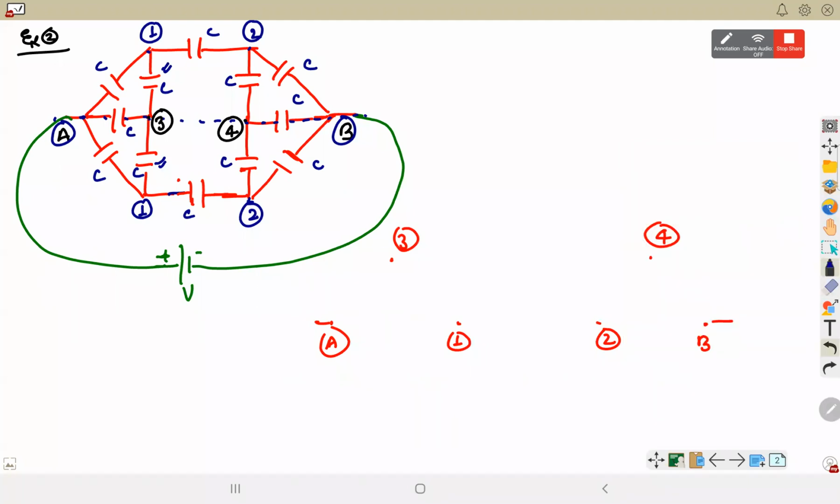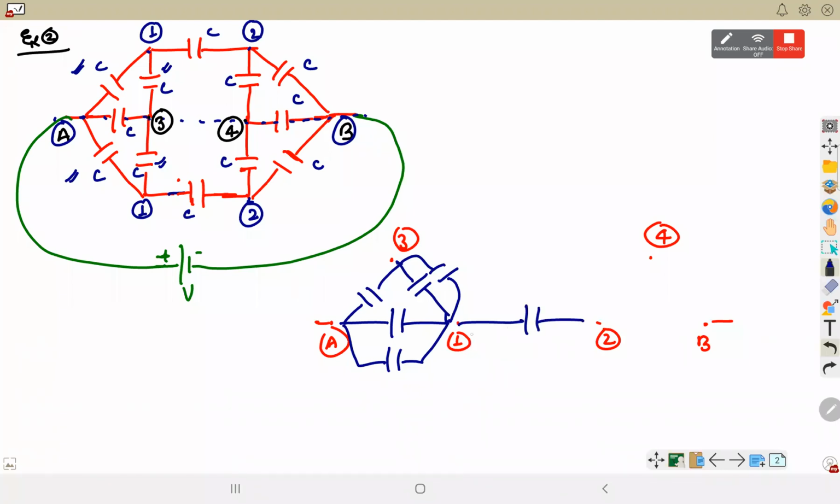A to 1 there are 2 capacitors. एक ये ऊपर का और एक नीचे का. 1 to 3 there are 2 capacitors. एक ऊपर एक नीचे का. A to 3 there is another capacitor.